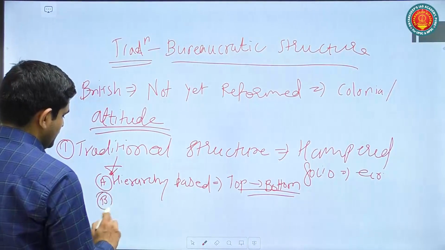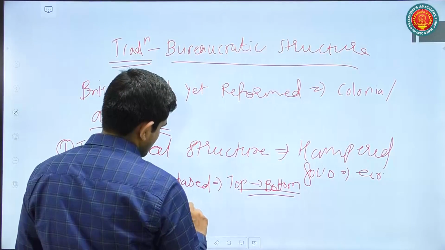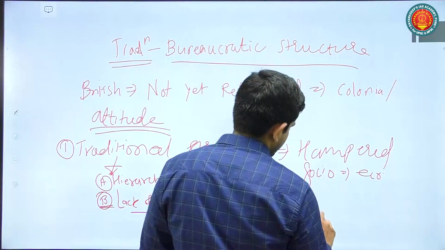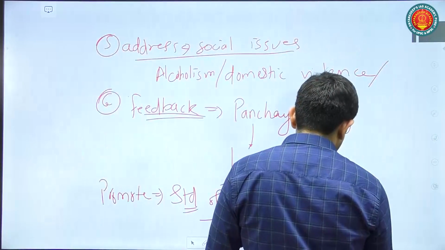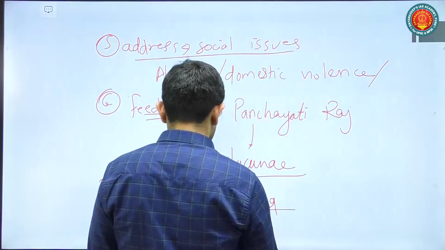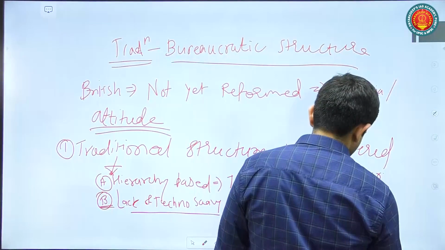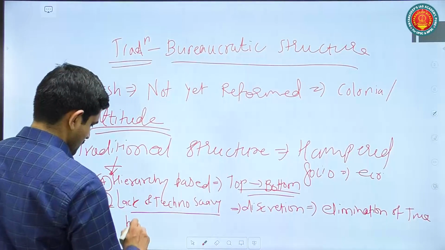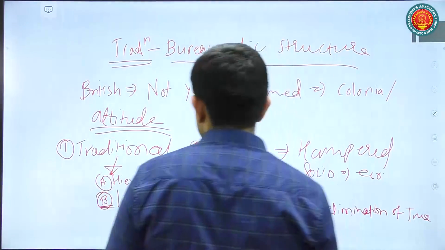The second thing under point B is that traditional structures have a lack of techno-savviness. So what will happen is a lot of discretion, which may result in a lot of consequences like elimination of true beneficiaries. Elimination of true beneficiaries, that also you can mention. Okay, so this is one thing.